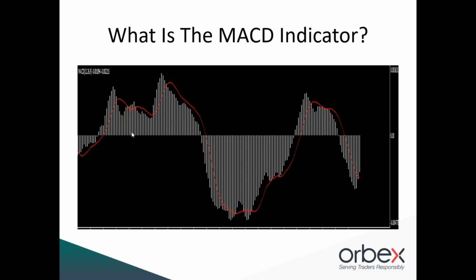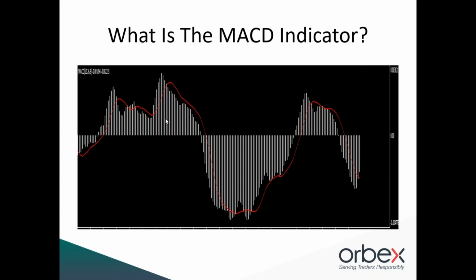So when this histogram is above the center line, as you can see it is here, this indicates that the difference between the 12-period moving average and the 26-period moving average is positive. So this is giving us a bullish signal. If you pull up your chart and you see that the histogram is above the center line for whichever instrument you're looking at, this is telling you that the market is in a bullish phase.